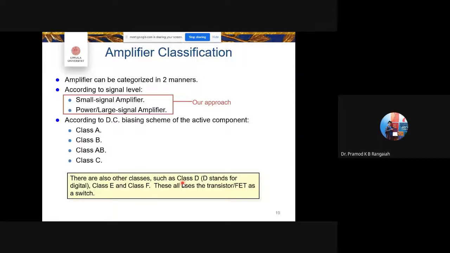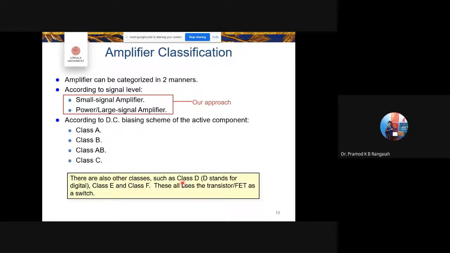Followed by that, what kind of biasing scheme we have to give. Based on our requirement, we have to go within classes, such as class A, B, C, or class E amplifier. It depends on the purpose and the application, whether it's for switching or something else.